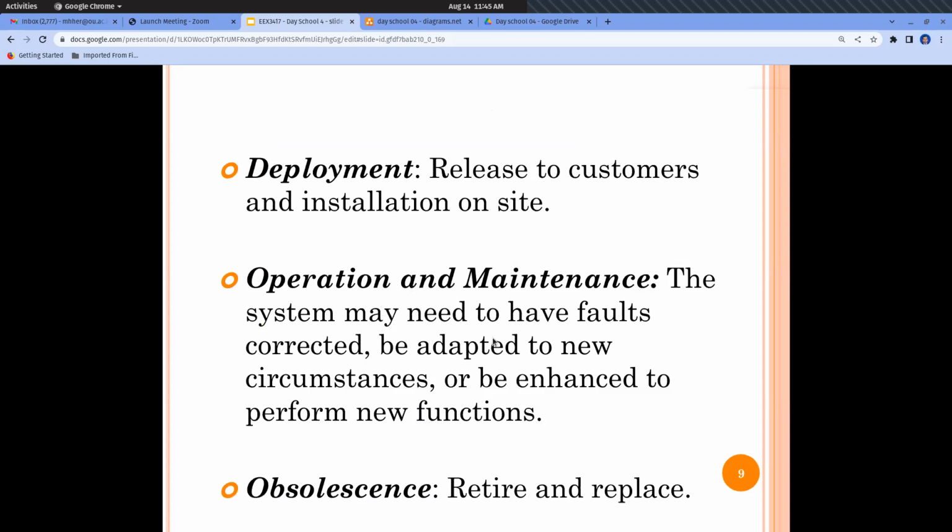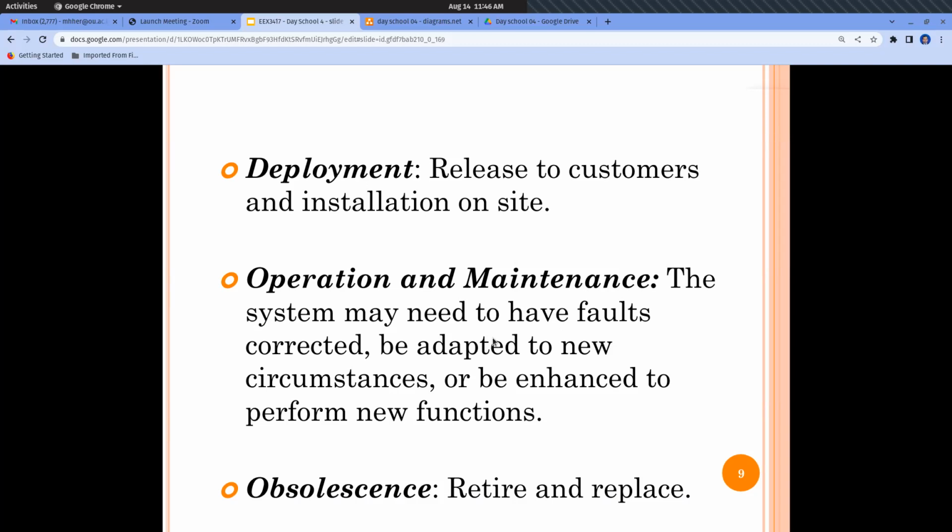Deployment and installing the system, or operations and maintenance. After testing, the system should be given to the company. And then operations and maintenance. After the implementation, there may be several faults, and new patches should be included. Those things are operation and maintenance.